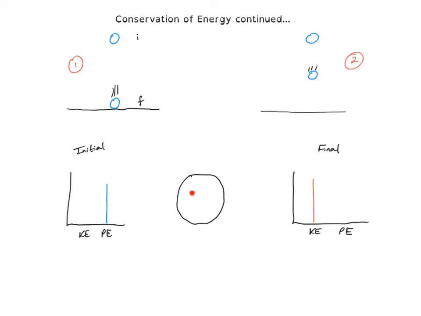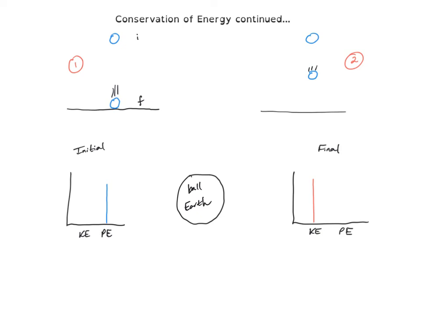Now, I did forget to write out what my system is. So again, for this simple scenario, the objects within our system are just the ball and the ground. I'm going to put the earth. Okay, ball and earth, that's it. So, scenario 1, pretty simple.